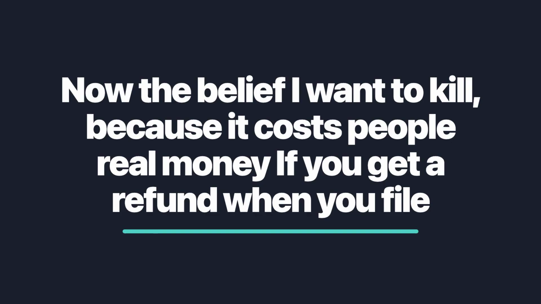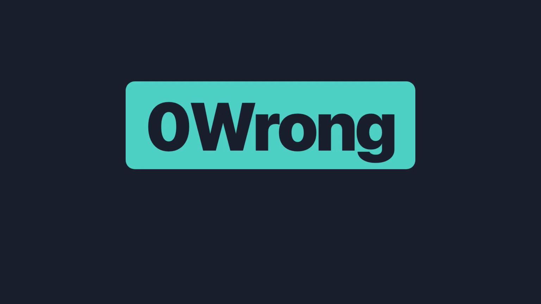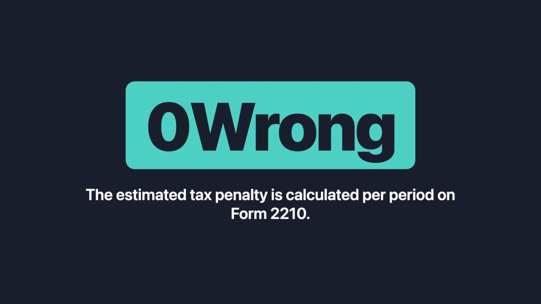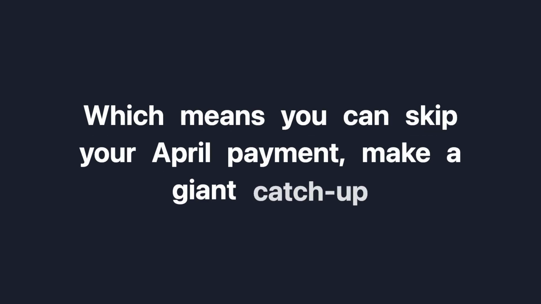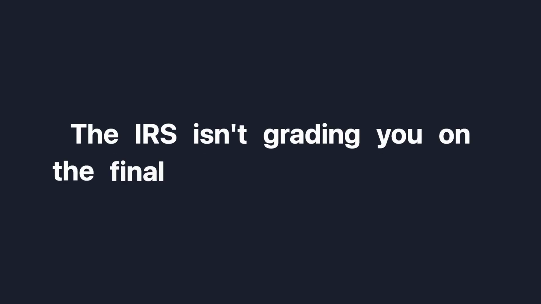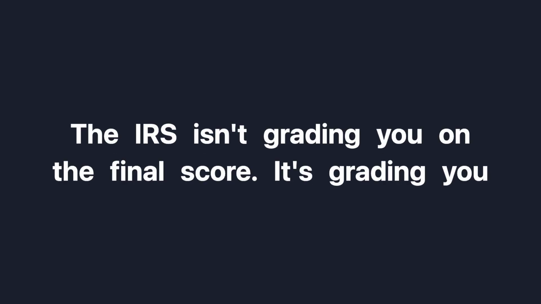Now the belief I want to kill because it costs people real money. If you get a refund when you file, you can't owe an underpayment penalty. Right? Wrong. The estimated tax penalty is calculated per period on Form 2210, which means you can skip your April payment, make a giant catch-up payment in September, end the year with a refund coming to you, and still owe a penalty for the months your April money was late. The IRS isn't grading you on the final score, it's grading you on whether the money showed up on time, each period.